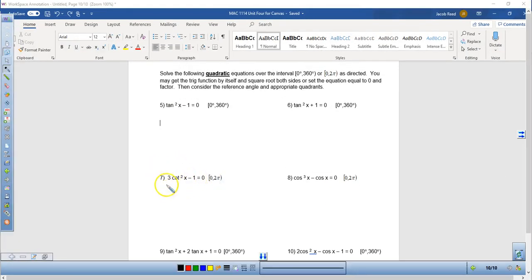All right, you should work out number 7. I'm going to give it a few seconds. Hopefully you paused the video and worked out number 7. So we're looking at 3 cotangent squared x minus 1 is 0, interval 0 to 2 pi. So what we're really talking about is cotangent of x. So I add 1, divide by 3, that's 1/3, and then take the square root. So I have plus or minus 1 over square root 3.